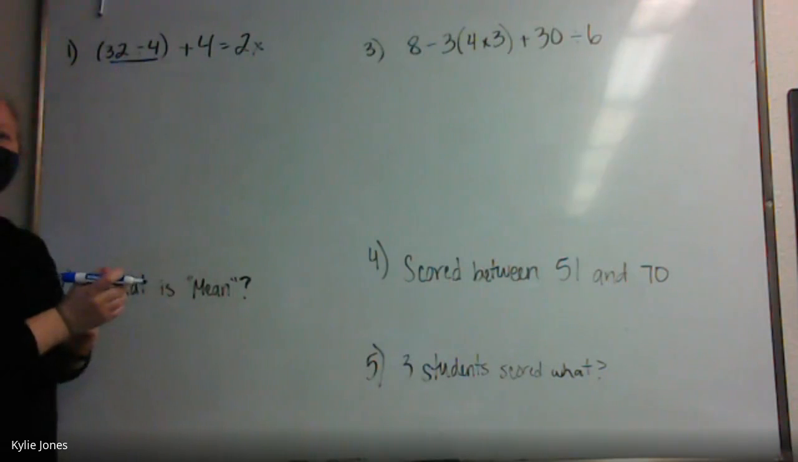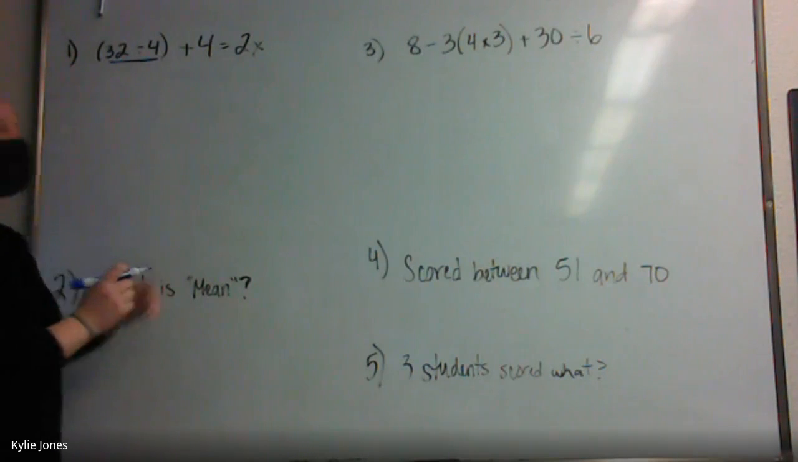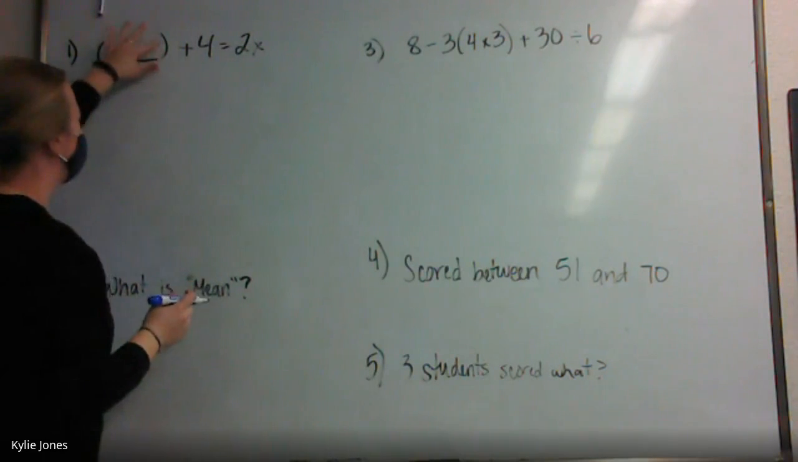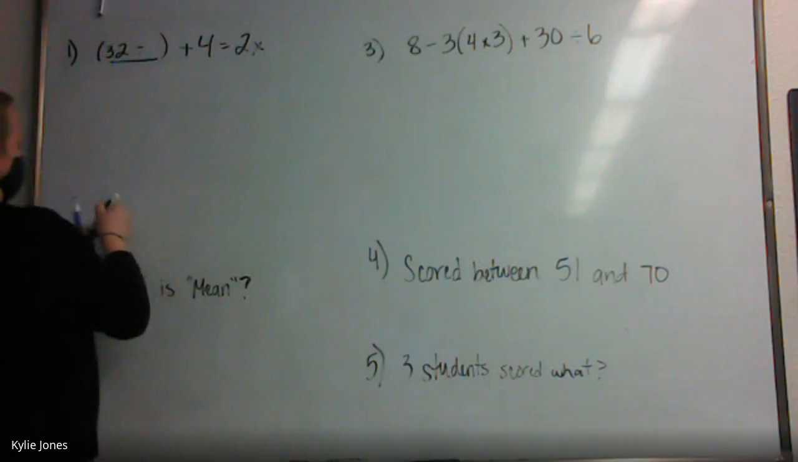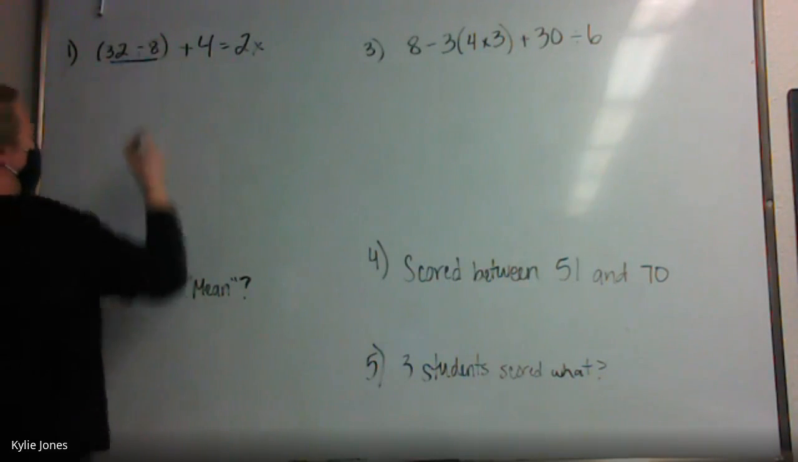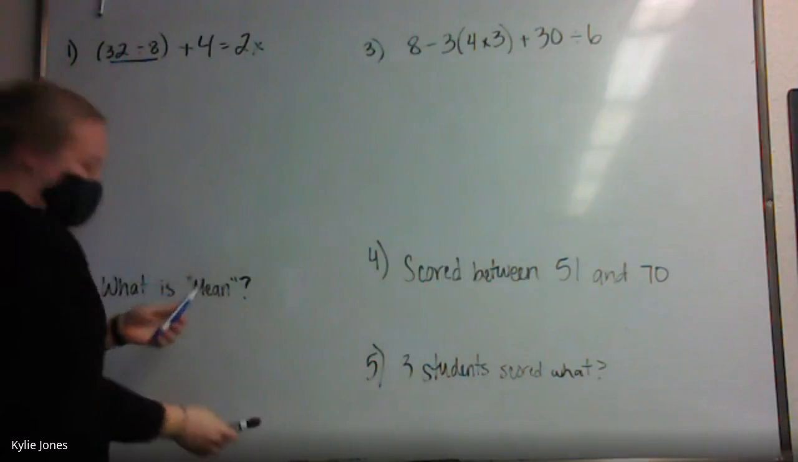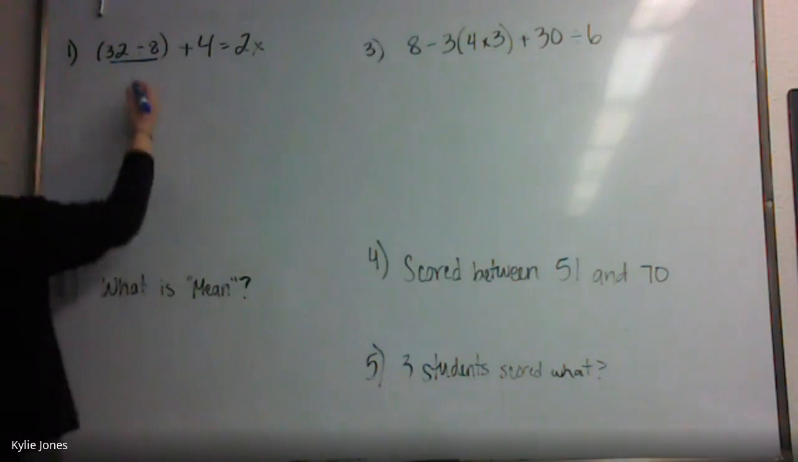Was it divided by 4 or was it divided by 8? It was 8. This is supposed to be an 8. I'm sorry. I looked at it, I was like, okay, so that's an 8. What is 32 divided by 8? 4. That's where I got the 4.